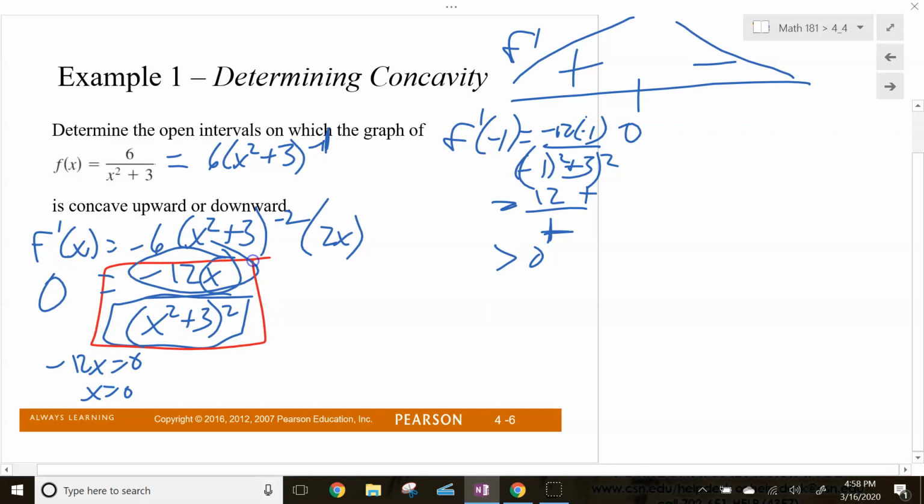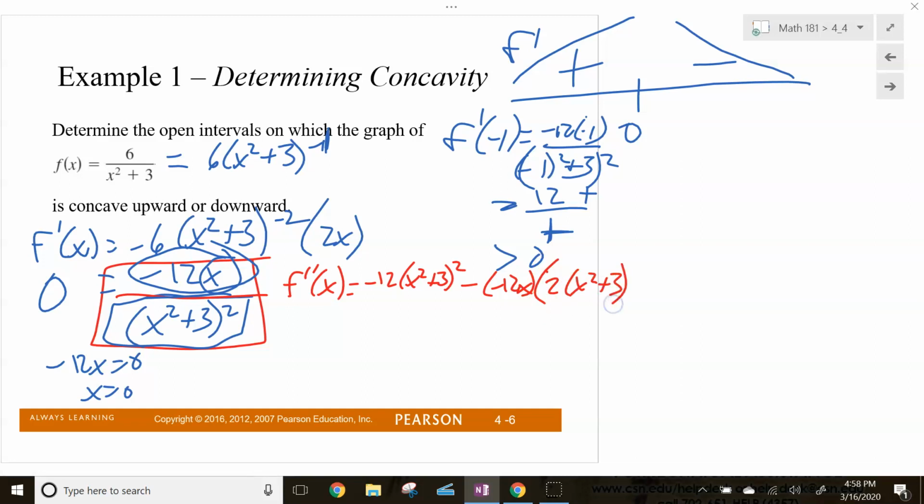Here's my first derivative, -12x divided by x squared plus 3 quantity squared. So I'm going to take the second derivative. So derivative of the top times the bottom minus the top times the derivative of the bottom, which is 2 times x squared plus 3, now it's to the first power, and then 2x. This is all over bottom squared. Okay. And then we're going to clean all this stuff up.